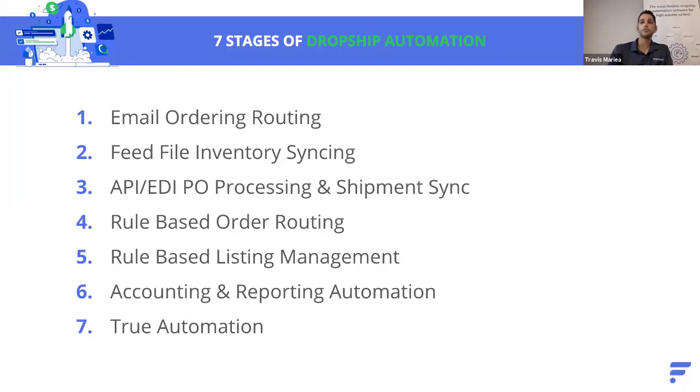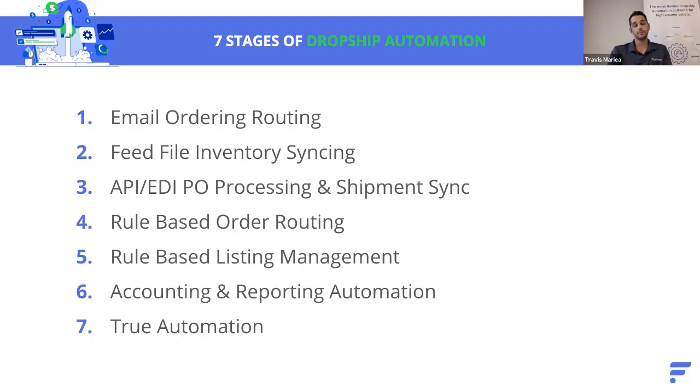Then you move on to rule-based listing management. We'll talk a little bit more about this. This isn't really specific to dropship, but it does play a part in dropship automation, especially if you've got a lot of differing costs and changes in data points like that. Be able to list specifically around that.